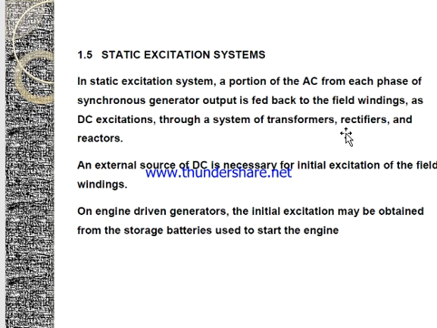And next, the static excitation system is one in which a portion of the AC from each phase of the synchronous generator or alternator output is fed back to the field windings as DC excitation through a system of transformers, rectifiers and reactors. In this case, an external source of DC is necessary for the initial excitation of the field windings. For engine driven generators, the initial excitation may be obtained from storage batteries in order to start the engine. So this also has certain disadvantages. Overall, while comparing, the brushless AC excitation system is proved to be a better one.